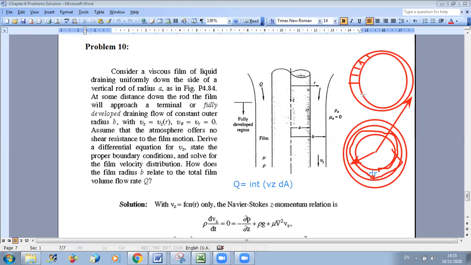Okay, why do we take this area? Because we can say that everywhere in this area we have the same velocity. Then we integrate over the whole area to get the total flow rate. So we will choose dA as follows: dA is equal to 2 pi r dr.